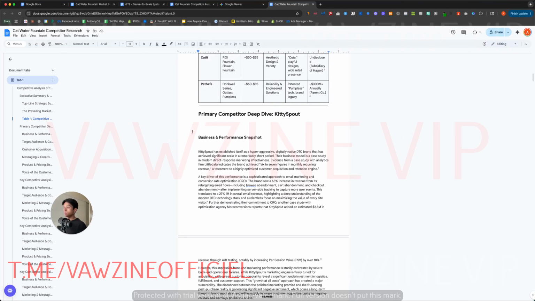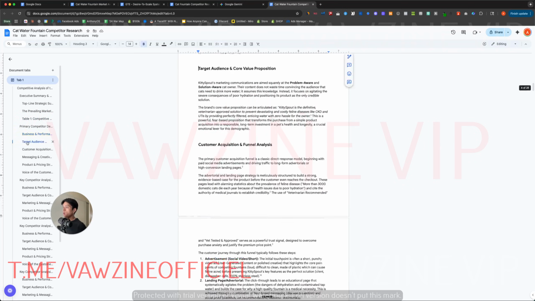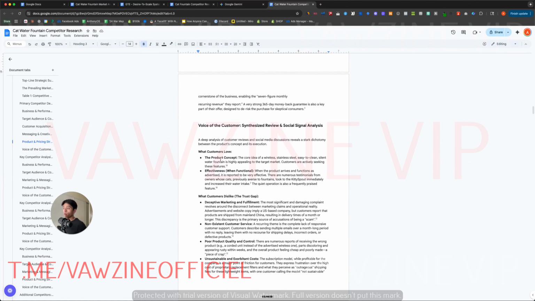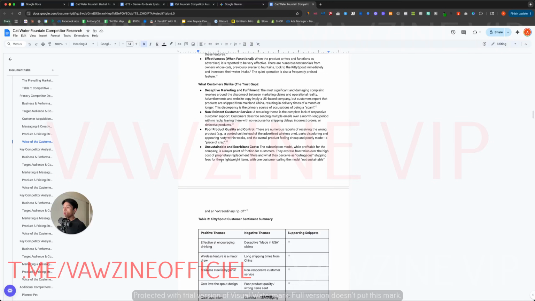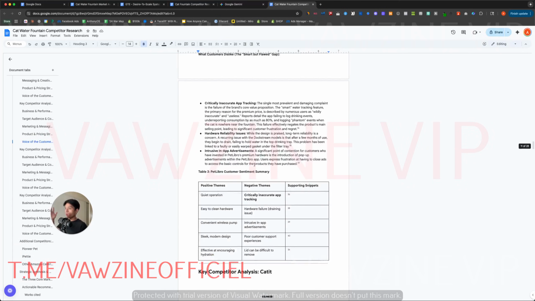And it's going to do a deep dive into each of these, so you can actually understand what their funnels are that they're currently running, what's their target audience and core value proposition, what's their messaging, what's their product pricing. I mean, there's a lot of really, really good information. But again, all of this is going to be used in prompting AI to actually write copy, so you don't really need to read all of this word for word.